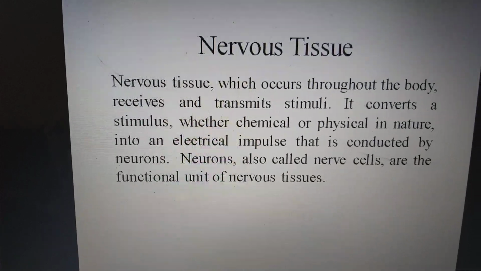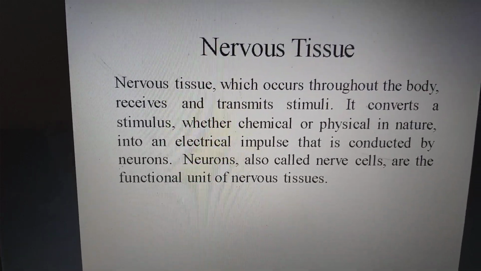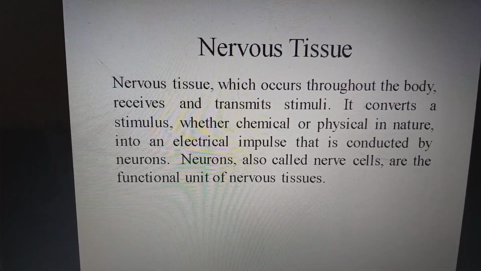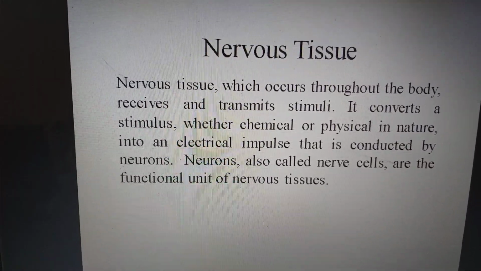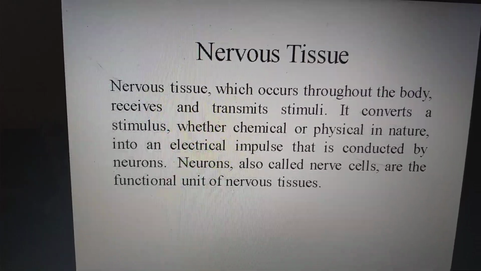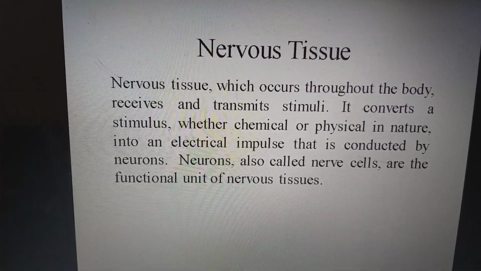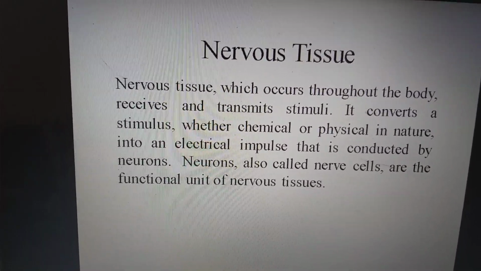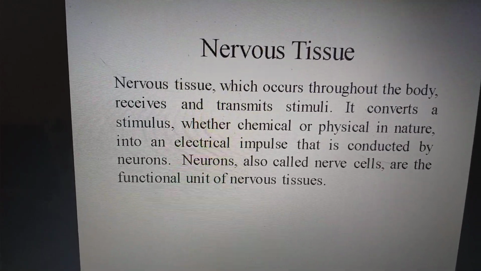Nervous tissue. The nervous tissue, which occurs throughout the body, receives and transmits the stimuli. It converts a stimulus, whether chemical or physical in nature, into an electrical impulse. It is conducted by neurons. The neurons, also called nerve cells, are the functional unit of the nervous system.